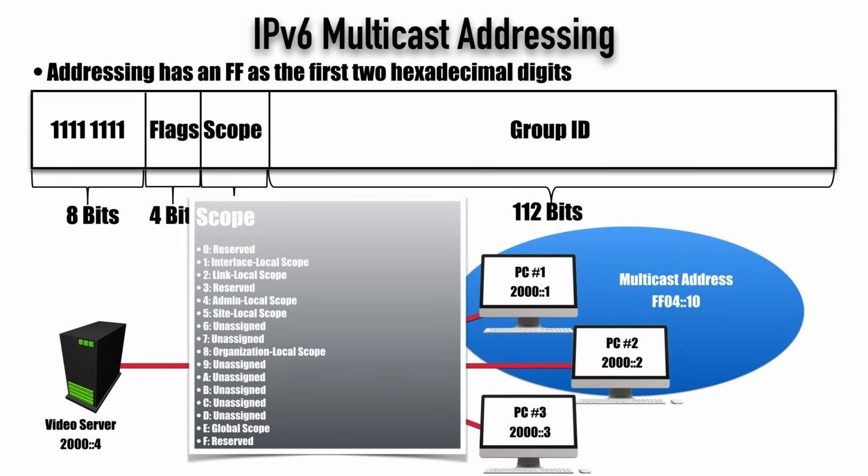That would be a link local address. We talked about that with IP version 4 multicast addressing. Think of a link local address as an address that is only relevant on a network segment. It's not going to go between subnets. Let me give you a couple of examples.